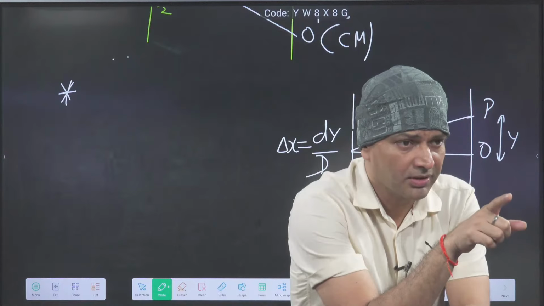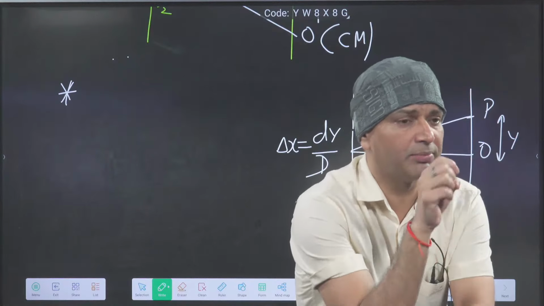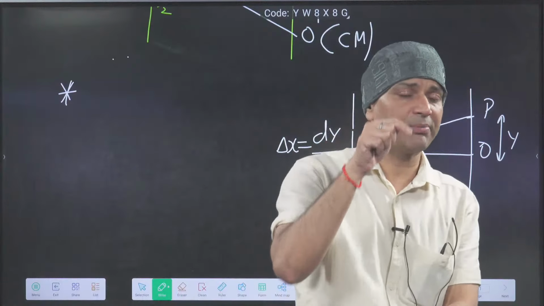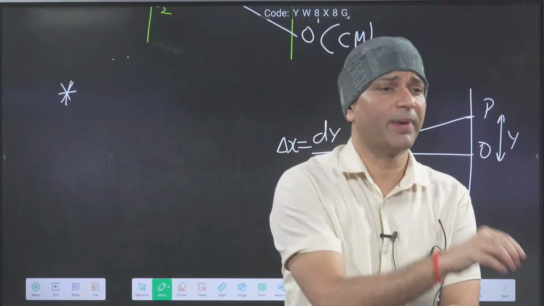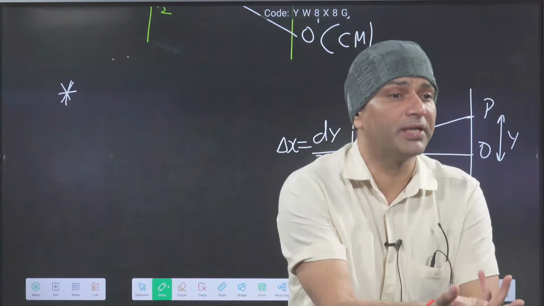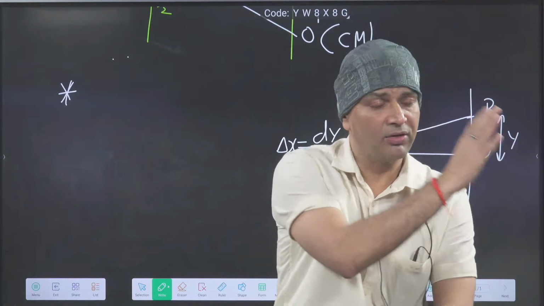Path difference same, then n1 lambda 1 is equal to n2 lambda 2. If I am saying when I am using lambda 1, at that point I am getting the n1th maxima, and when I am using lambda 2, at the same point I am getting n2th minima. So one maxima, one minima.